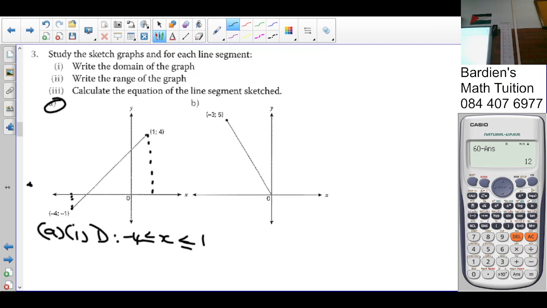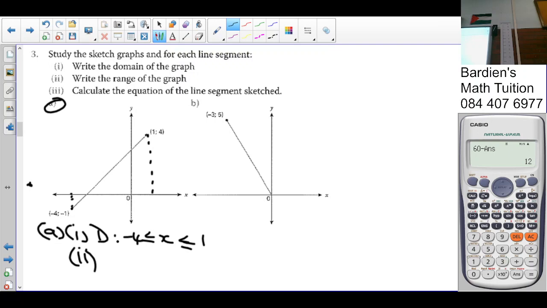Is that both closed circles? Yes, so it's going to be equal as well. If it's an open circle, then it will be just more than or less than. Okay. Yes, that's number 1.